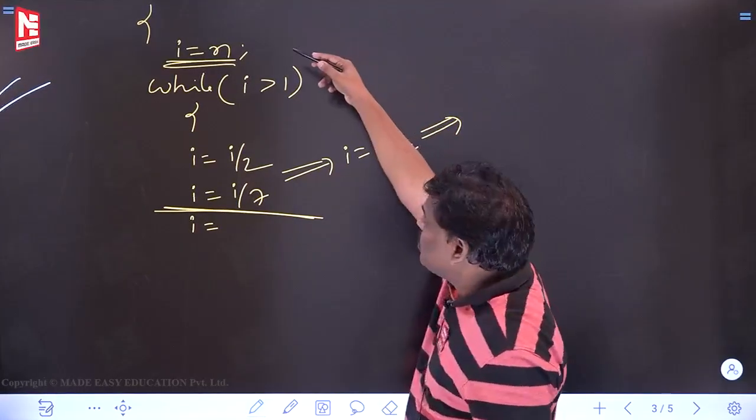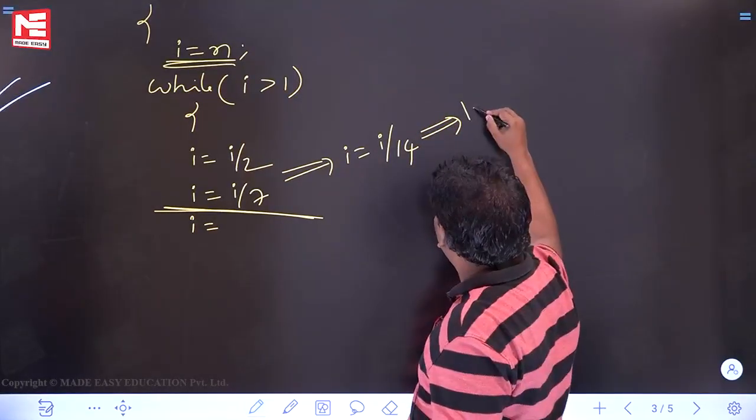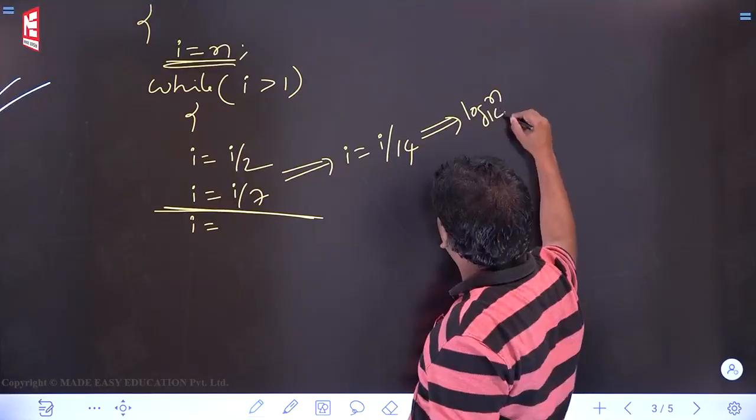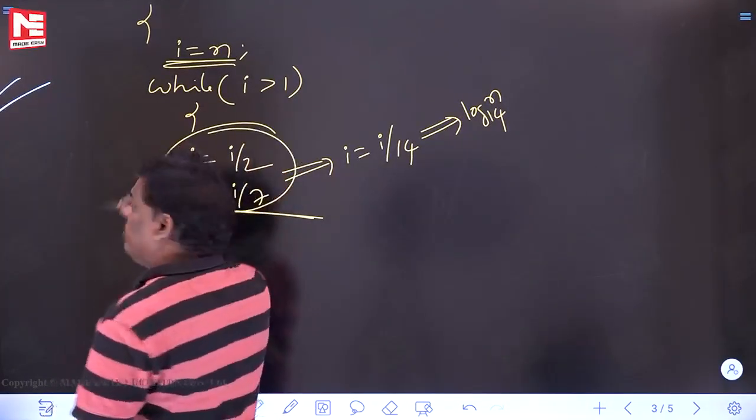Right, already it started from a big number. You keep on dividing always by 14, by 14, by 14. What is the answer? The answer is going to be log n base 14. Everyone knows. Until now, this is the story everyone knows.